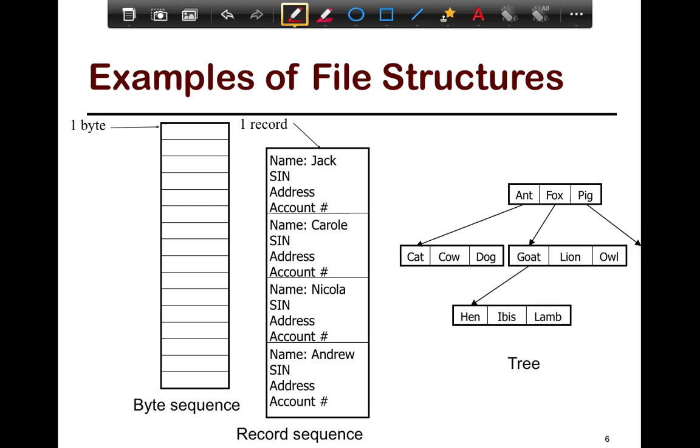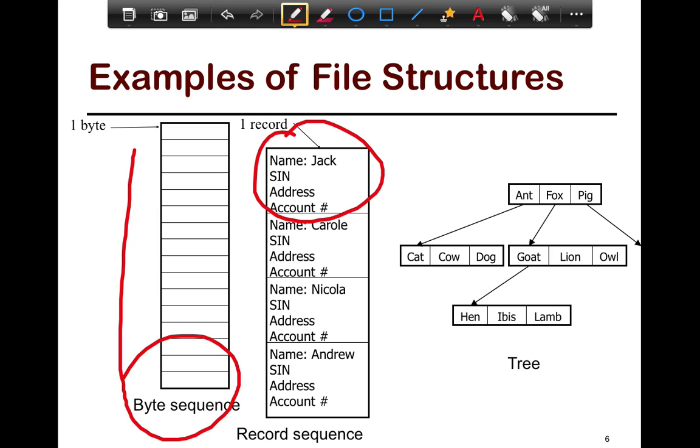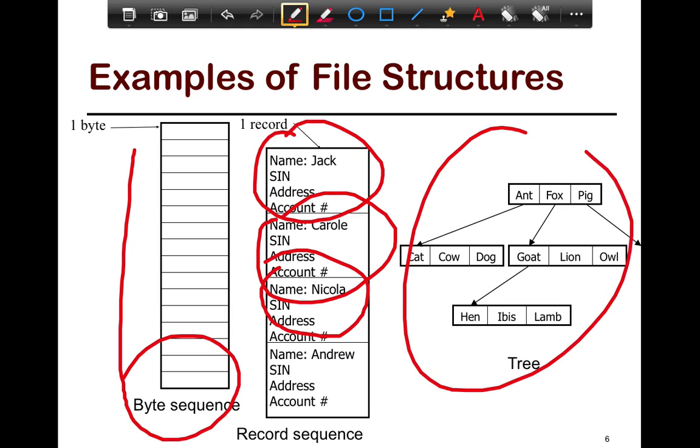Examples of file structures include, like I said earlier, a byte sequence, like in the first example. They could have records in them. The disk itself does not understand these. These are subject to the higher-level abstractions that the programmer perceives. And so file systems could be storing information about the structure. And they could also be storing things like trees.